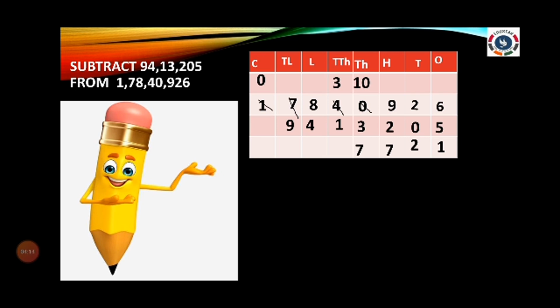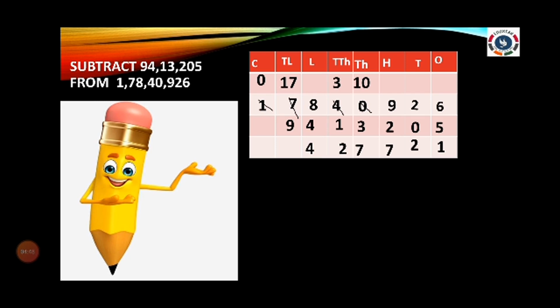Now move to the 10,000s place. Already the 4 gave 1, so the 4 became 3. We have 3 in the first number and 1 in the second number. The second number is smaller, so subtract directly. 3 minus 1 is 2. That we write. The next one, lakhs. First number is 8, second number is 4. The second is smaller, so subtract directly. 8 minus 4 is 4. That you write.